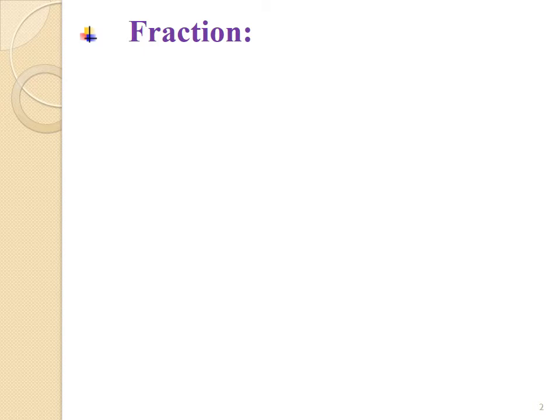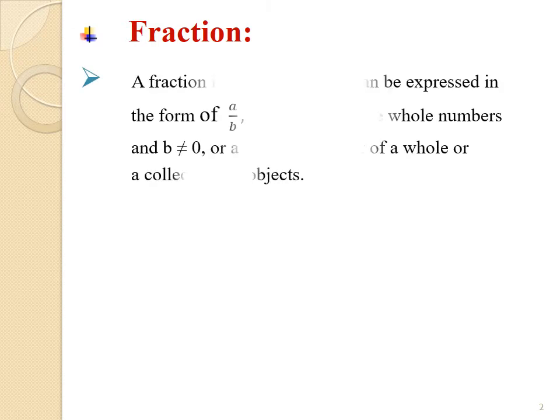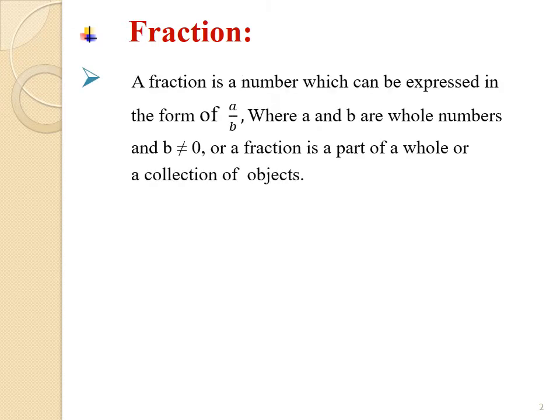Fraction is a number which can be expressed in the form of A by B, where A and B are whole numbers and B is not equal to 0, or a fraction is a part of a whole or a collection of objects. Example, 3/7 is a fraction because 3 and 7 both are whole numbers.